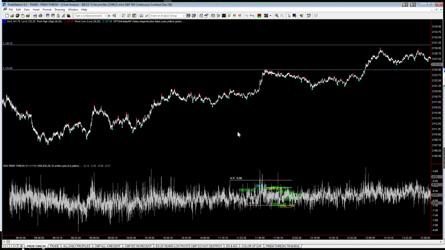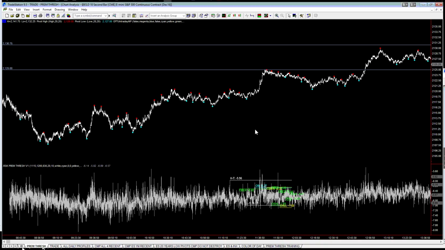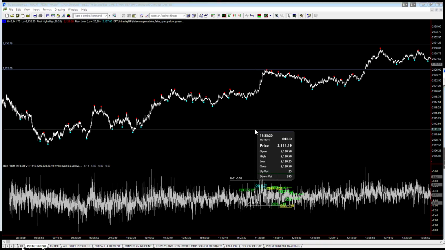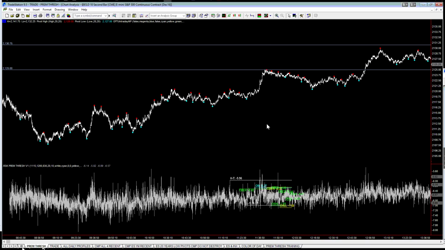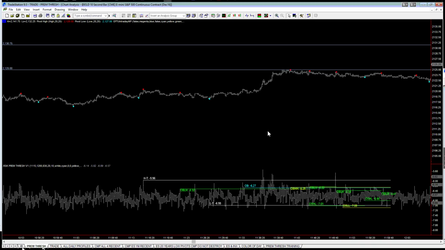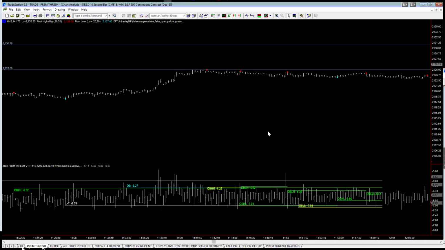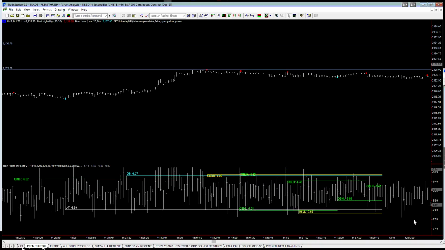So we get, let's see here, we're a little overbought right there when we tag that price, but then we immediately exceed it. We don't get another overbought situation until right in here. So let's spread that out just a little bit so that it's a little easier to see. There we have it.